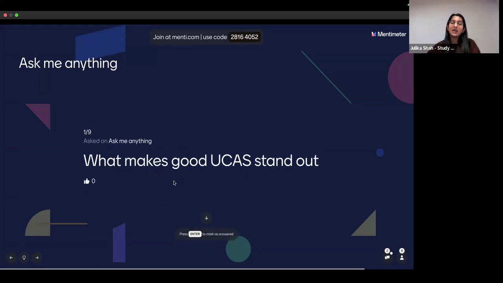What makes a good UCAS stand out? So with UCAS, what will make your application stand out is your grades. So if you've got good grades, your application's already at a good foundation. Your UCAT score again, that will be a good foundation. But your personal statement, I would say, is also very important because they're not going to meet you until the interview. And if you want to be chosen for an interview, you need to impress them.